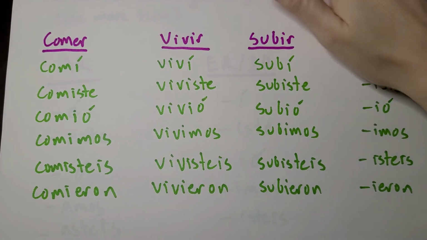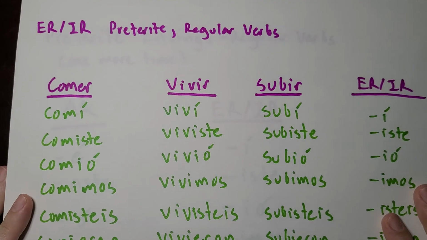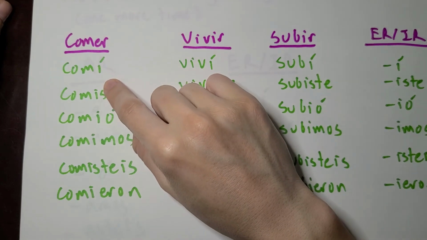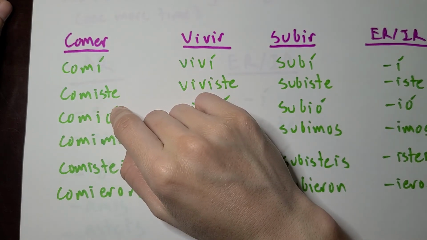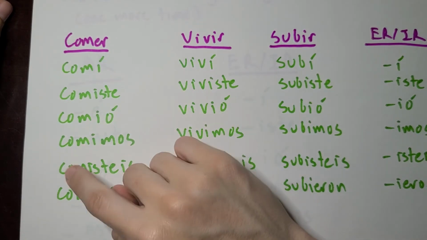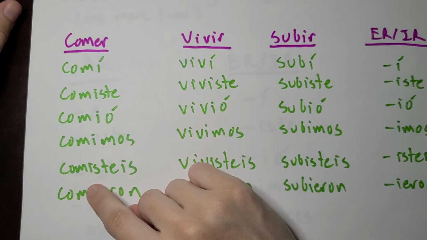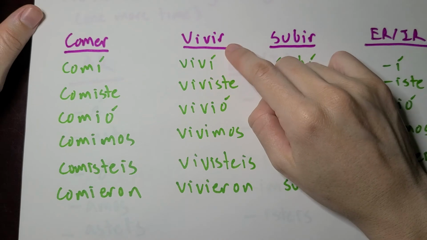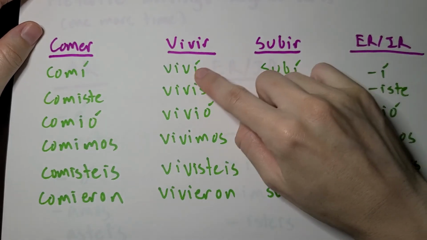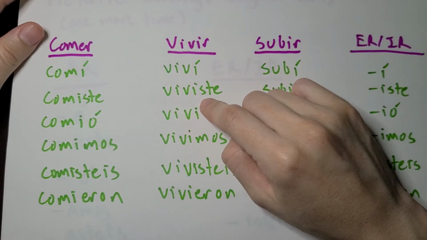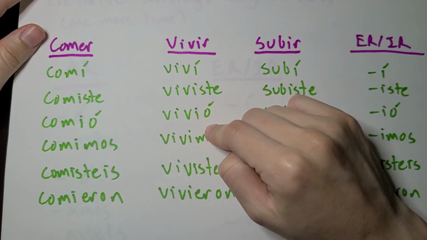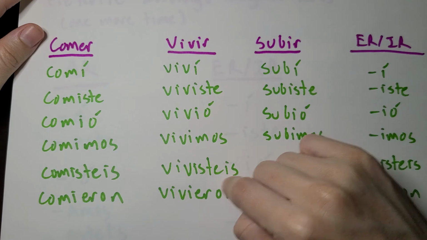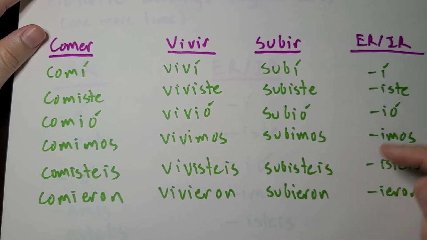All right, let's get some repetition in for the ER-IR preterite regular verbs. Comer, yo comí, tú comiste, él comió, nosotros comimos, vosotros comisteis, ellos comieron. Vivir, that means to live. Yo viví, tú viviste, él vivió, nosotros vivimos, vosotros vivisteis, ellos vivieron.